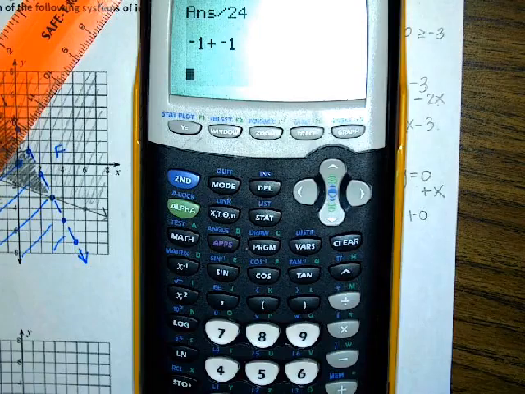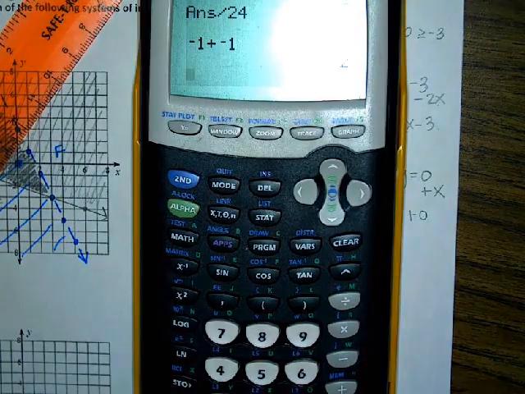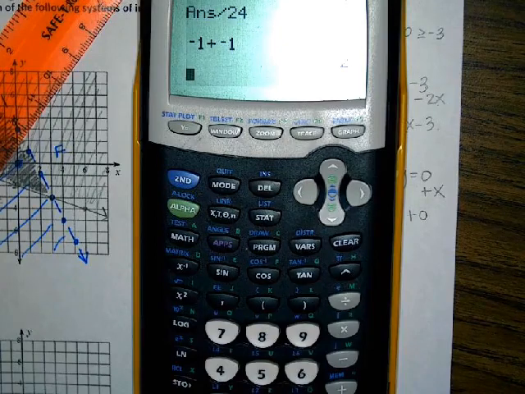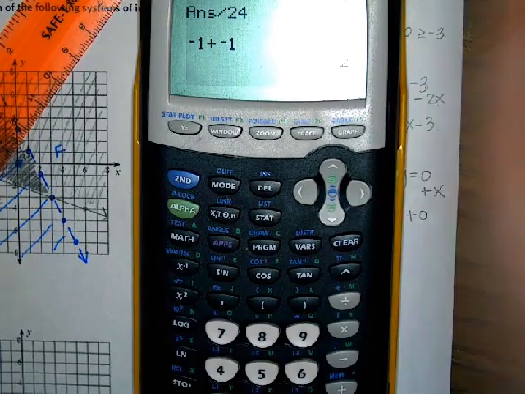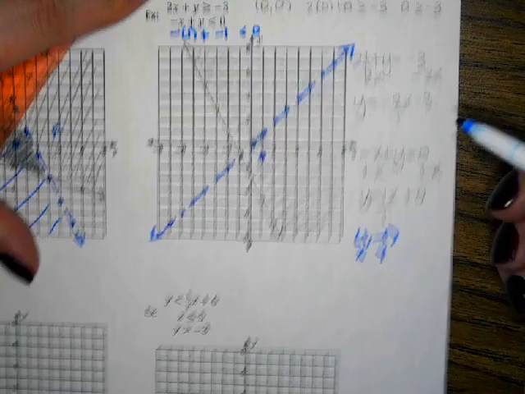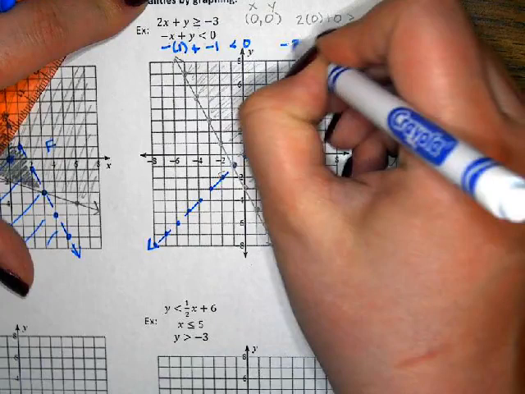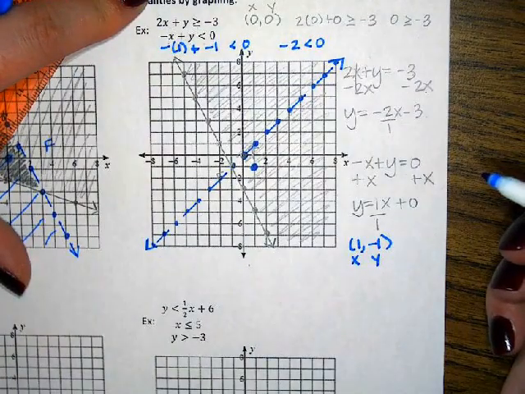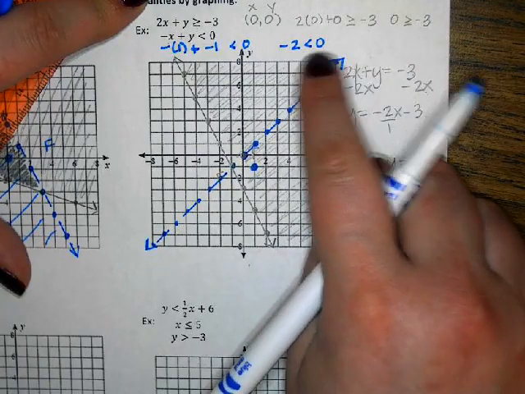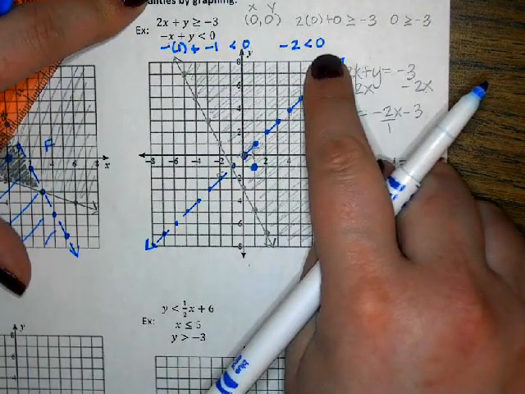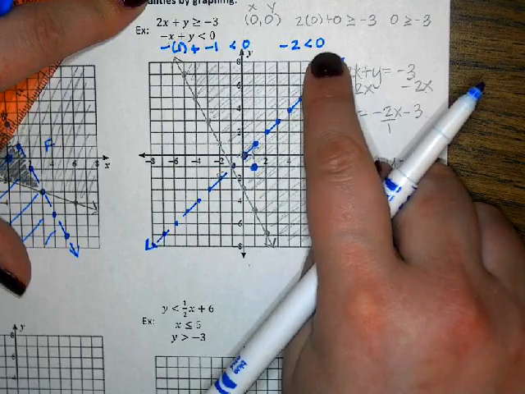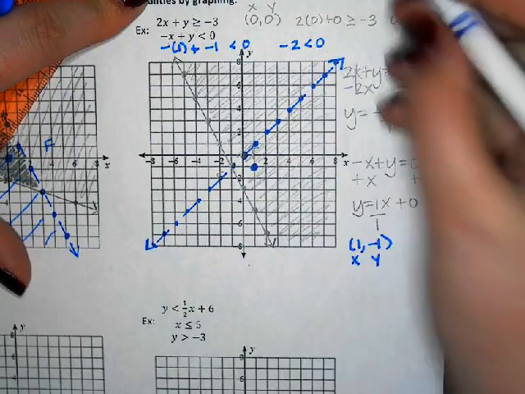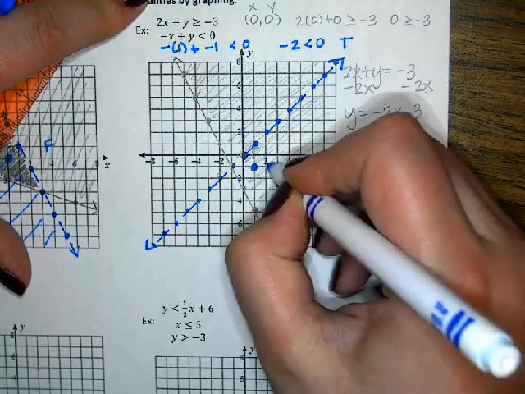You can just grab a different color and shade it differently. All right. So if -2 is less than 0, is that true or false? -2 is less than 0? That's true. Okay. True over here, false over there.